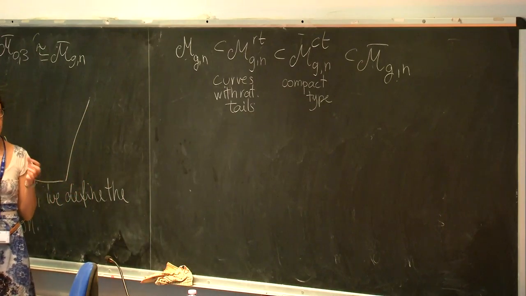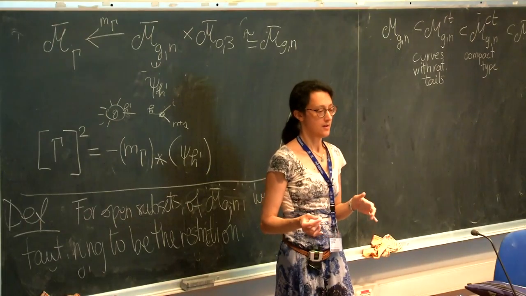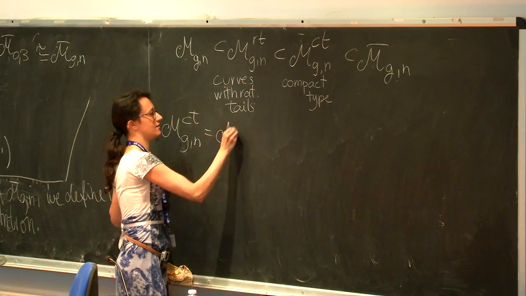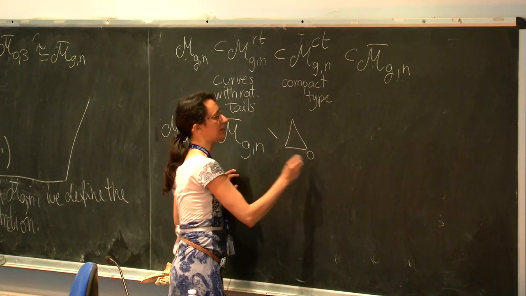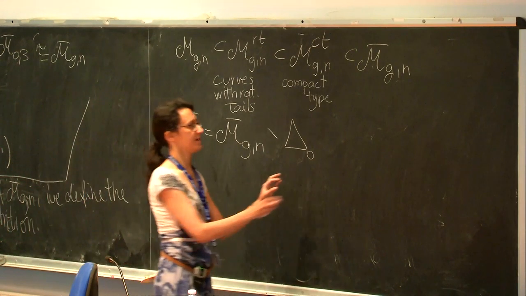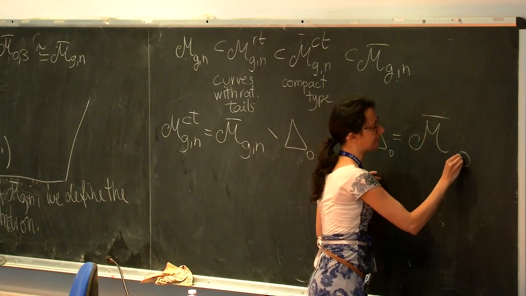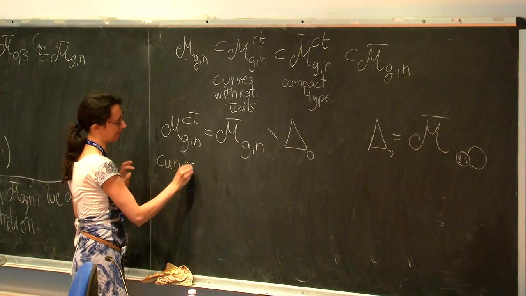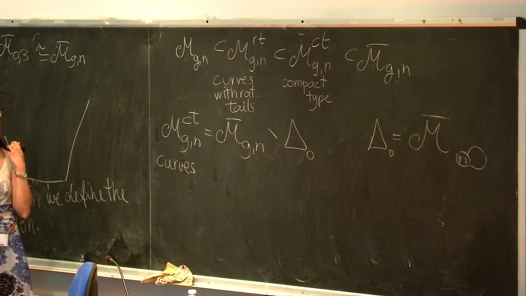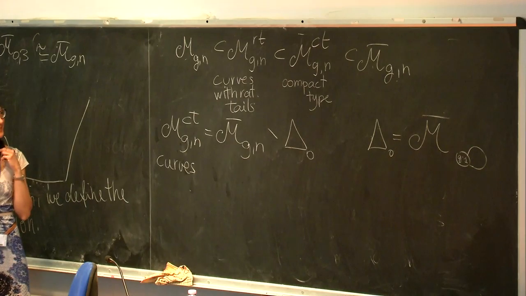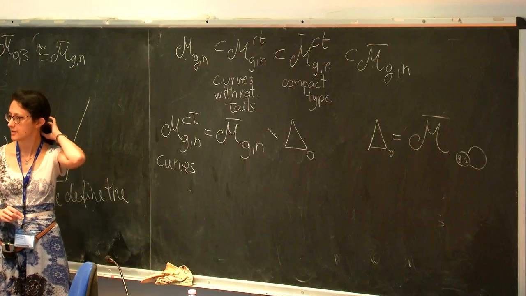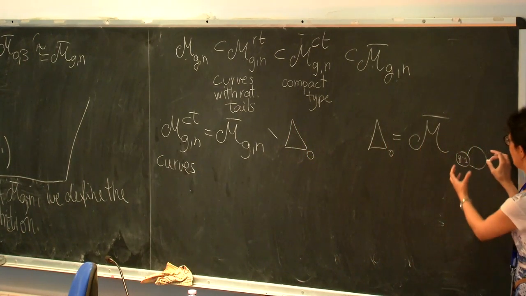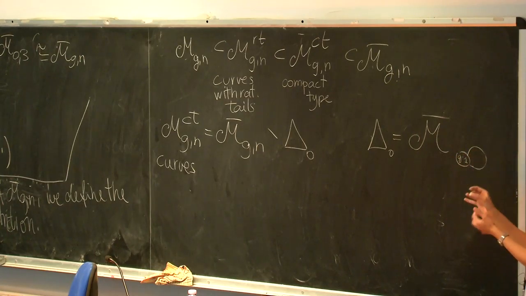So what are curves of compact type? Curves of compact type are curves whose only nodes are separating nodes. So the graph has to be a tree. If all nodes are separating nodes, the idea is that we have taken away the closed divisor of curves with non-separating nodes, so delta zero, the closure of the stratum associated with the closed loop. I want this to be an open subset, so I need to remove all further degenerations, but if there is at least one non-separating node, then the graph must be a specialization of this one, so the curve must lie in there.